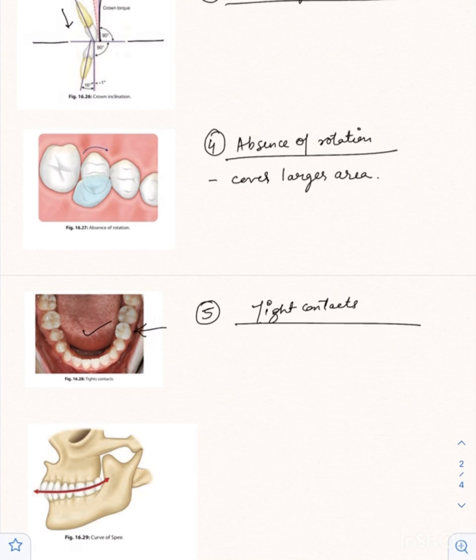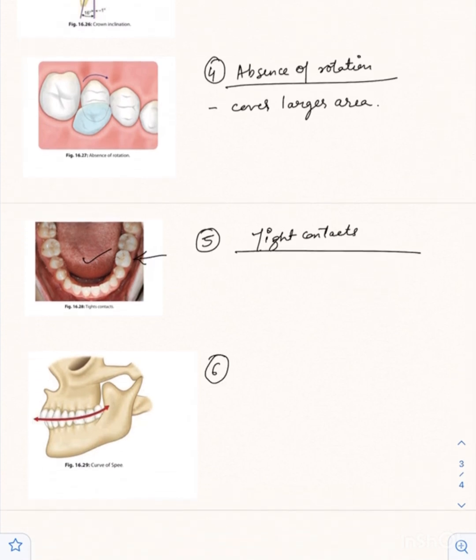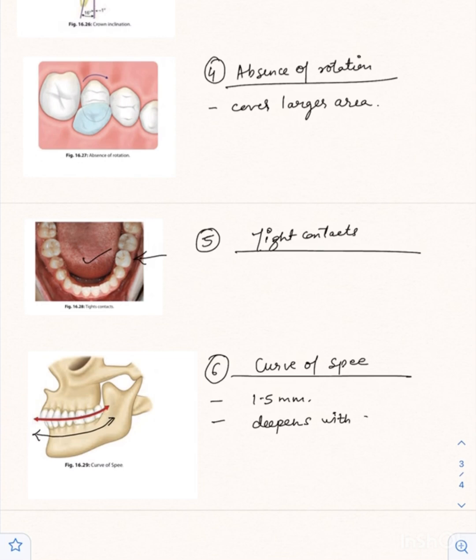The curve of Spee is nothing but a curve which starts from the cuspal tip of the mandibular canine, follows the premolars and the molars, and goes to the anterior border of the ramus and up to the head of the condyle, and it helps during mastication in human beings. It should not be more than 1.5 mm, and it deepens with age.